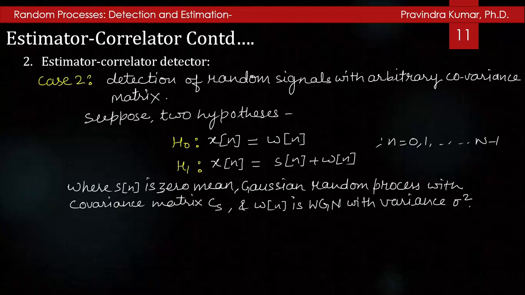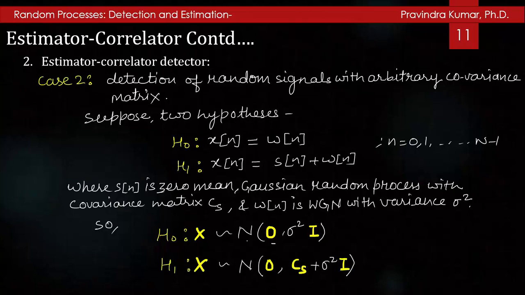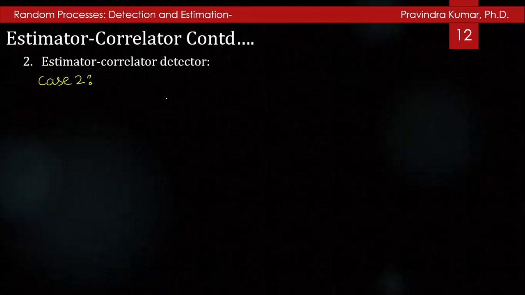So for this model, under hypothesis H naught, X will be a normal random variable with mean 0 and covariance sigma square I, and under hypothesis H1 we will have a normal random variable with mean zero vector and covariance matrix Cs plus sigma square I. Now we apply the NP detector, and this will decide H1 or H naught.